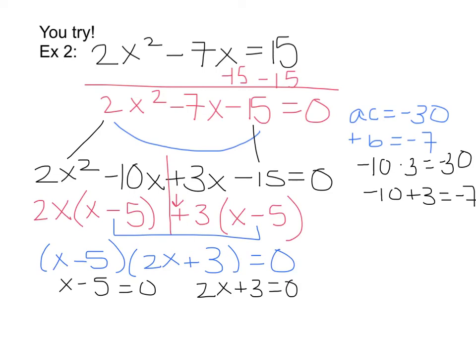So to move negative 5 to the other side, I add it, so I get x equals 5. To move the 3 to the other side, I subtract it, and to get rid of the 2, I divide by it, so I get x equals negative 3/2.